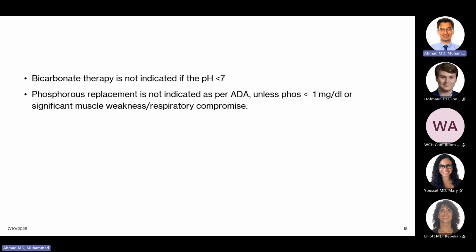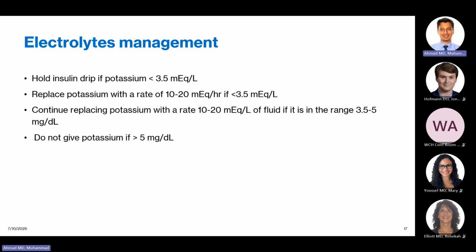Any other questions? Could you also go over the potassium again? Yeah, sure. The total body potassium is different from the potassium inside the cells. I was just having trouble with the insulin, when we stop it and why.